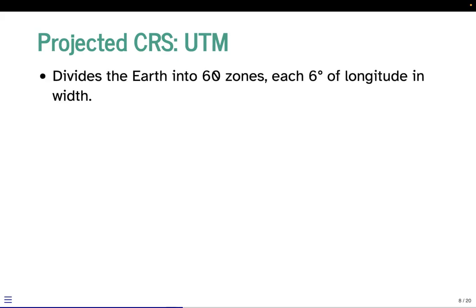All right, so let's just take a moment here and talk about UTM itself. UTM divides the Earth into 60 zones, and each one of those zones represents about 6 degrees of longitude in width.